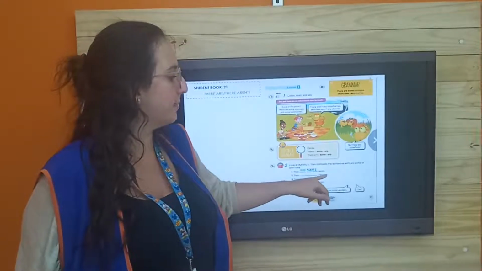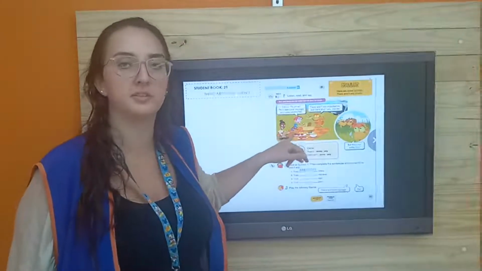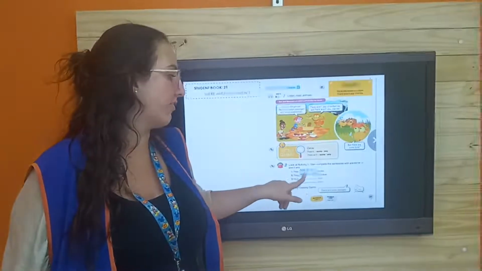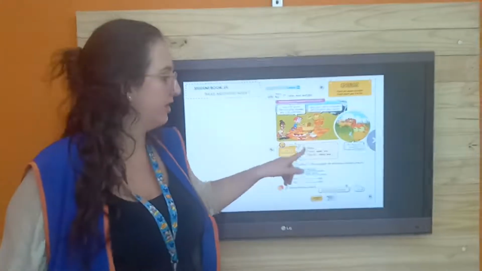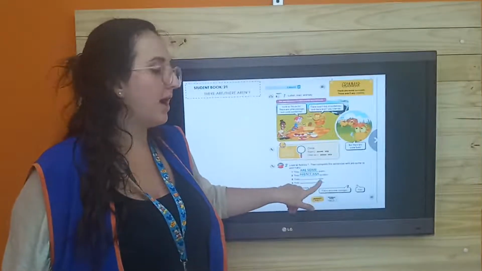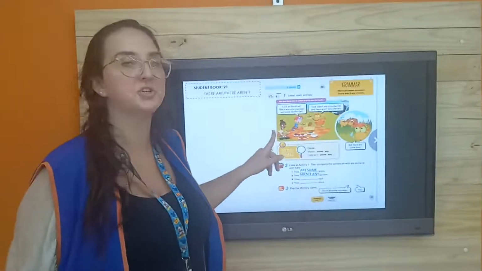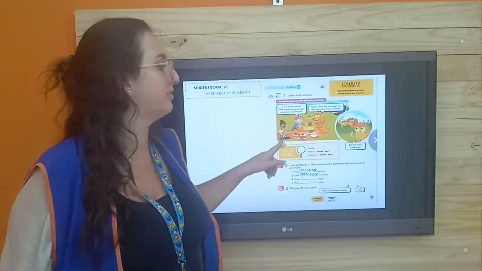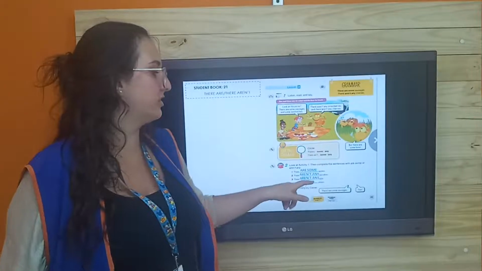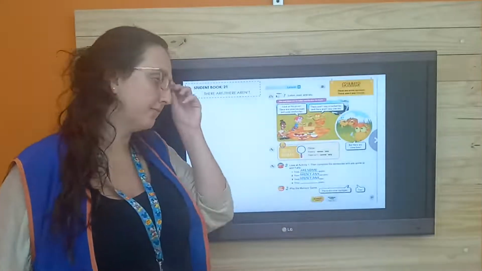Alright, number 2, cupcakes. Can you see any cupcakes in this picture? No? Okay, so you're gonna write there aren't any cupcakes, okay? If you can't see, there aren't any. Alright? How about eggs? Look at the picture. Can you find any eggs in this picture? No, so it's the same. You're gonna write there aren't any eggs, okay?